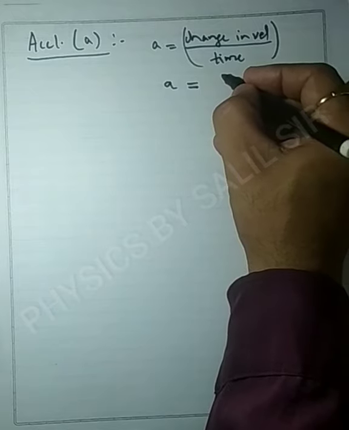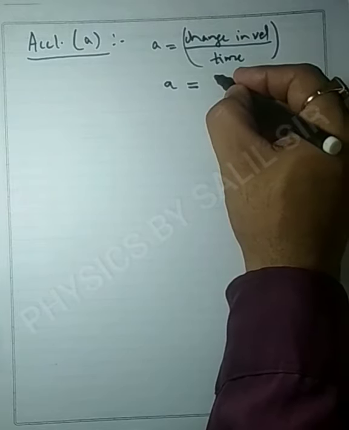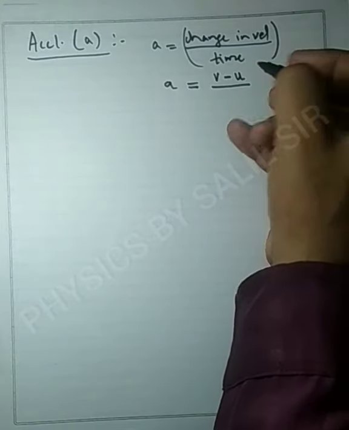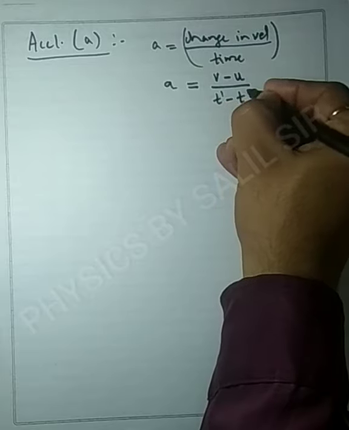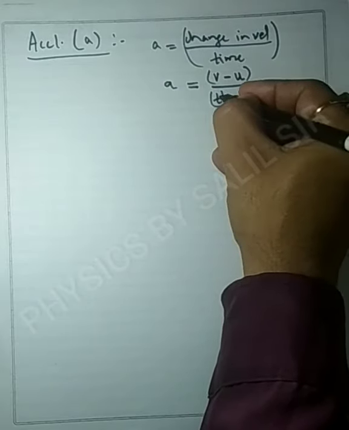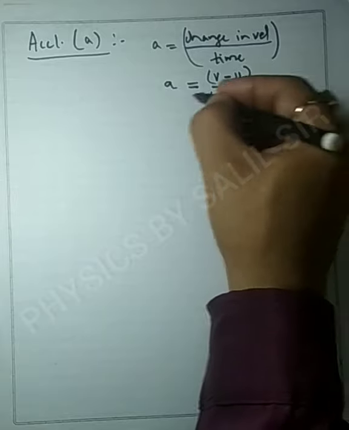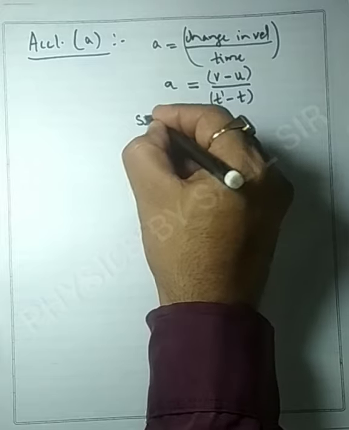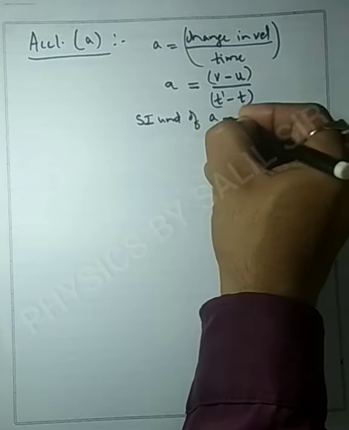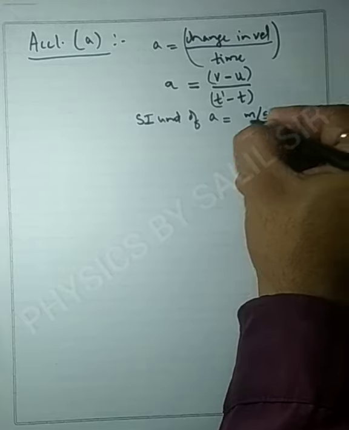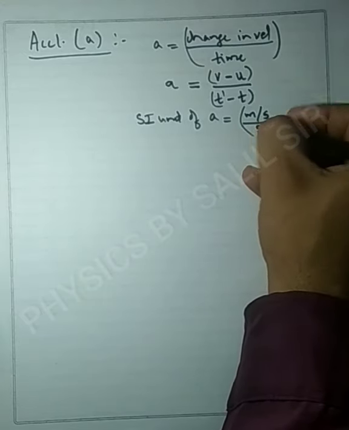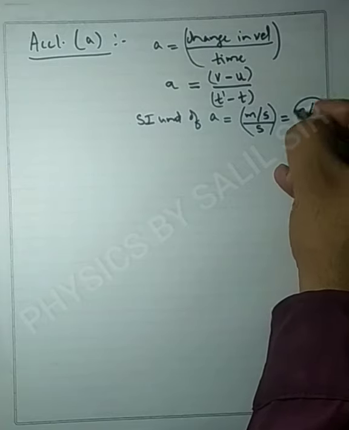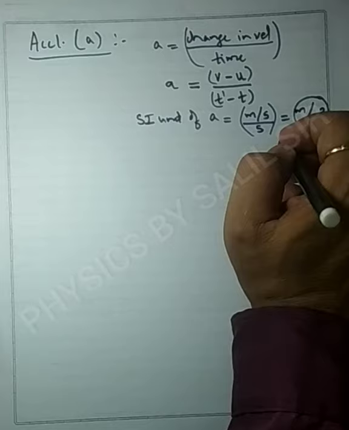You have studied this in class 9th in the chapter motion. So the final velocity minus initial velocity means v minus u, upon t dash minus t, means final time minus initial time. Then we can get the value of acceleration. The SI unit of velocity is meter per second and for time it is second. So finally the unit of acceleration is meter per second square. This is the SI unit of acceleration.